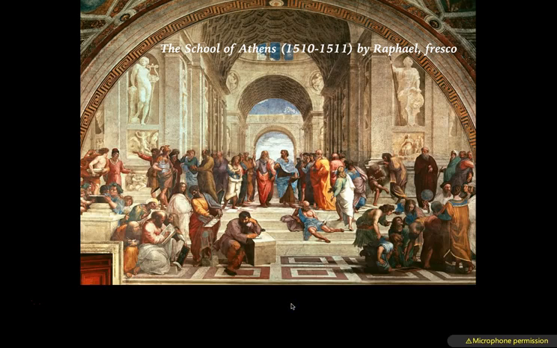Here's a very famous piece called The School of Athens by the Renaissance painter Raphael. You can see how it has humans in very human scale, but in a monumental environment.